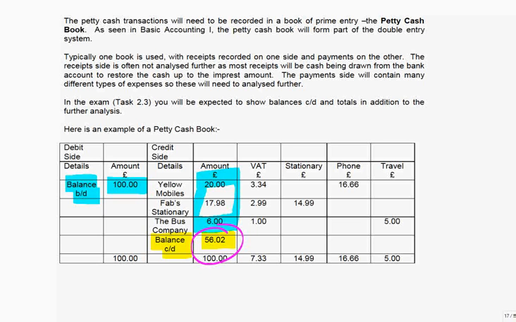So effectively at the end of that month, if you counted the physical cash in that tin, you would have 56.02 left. And you can see there how the debit side, so the money that's gone into the tin, adds up to the money that's gone out of the tin plus the closing cash balance, which is that balance carried down. And you will have to make sure that not only do you put that balance carried down into your answer, but you also total it up as well.